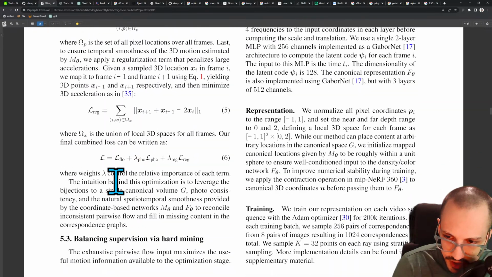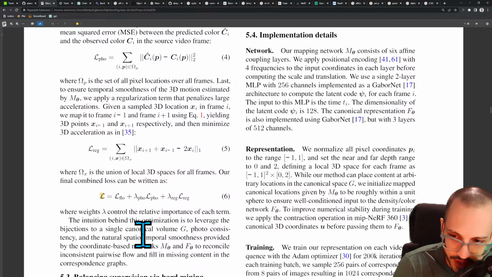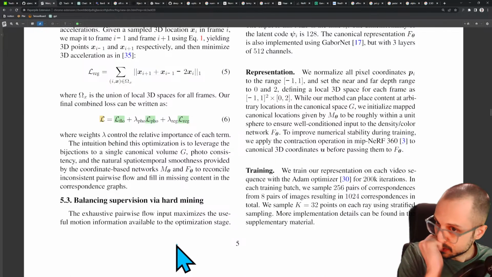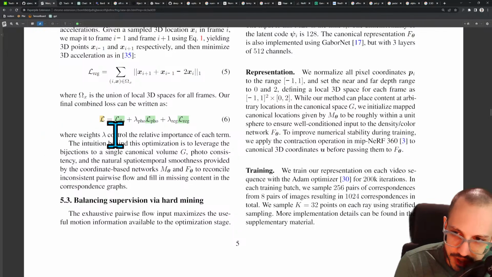Okay, so what are the different loss functions? And just peeking ahead here, you can see how the final loss that they're going to use in this optimization process is going to be composed of 3 different losses here. You're going to have an L flow, an L fo, and an L reg. It's kind of annoying to have different losses like this, because then you need to define these hyperparameters here, lambda fo and lambda reg.